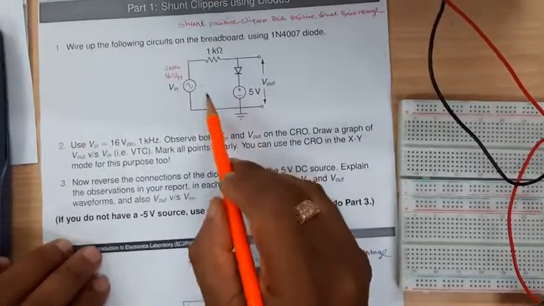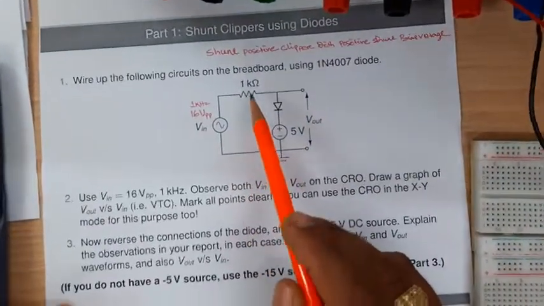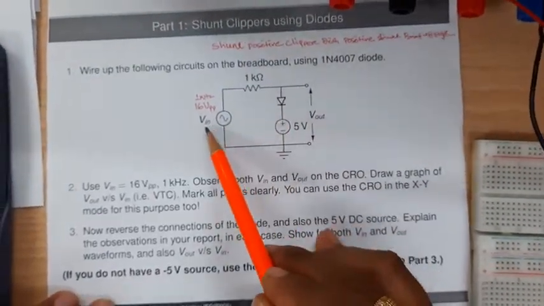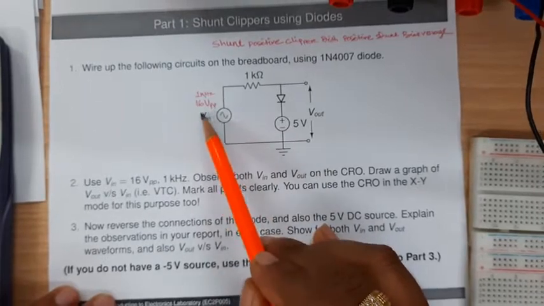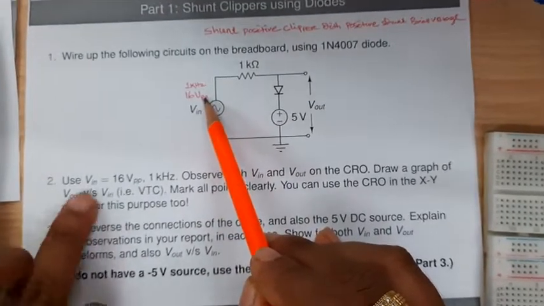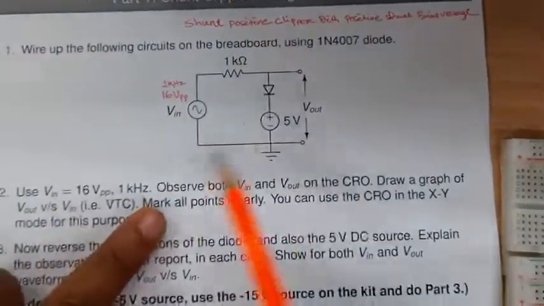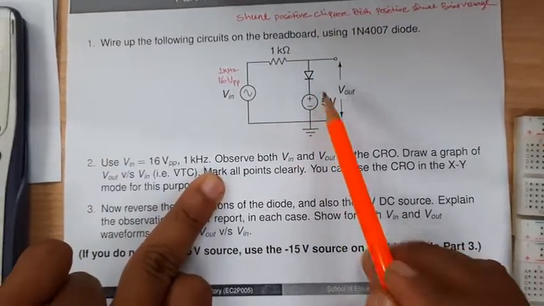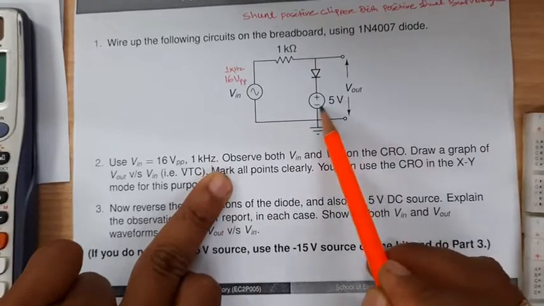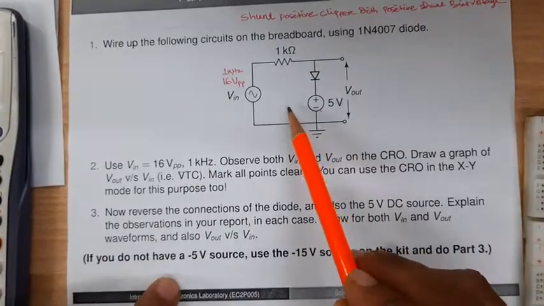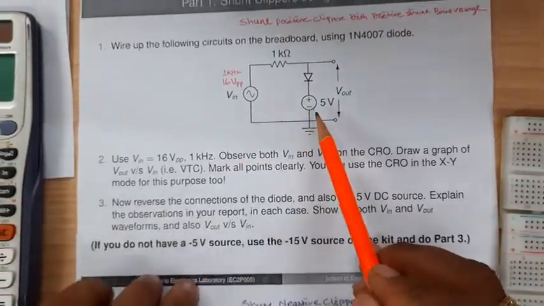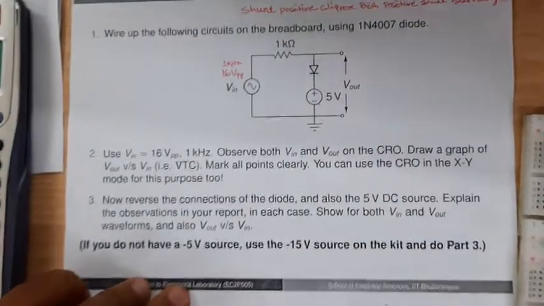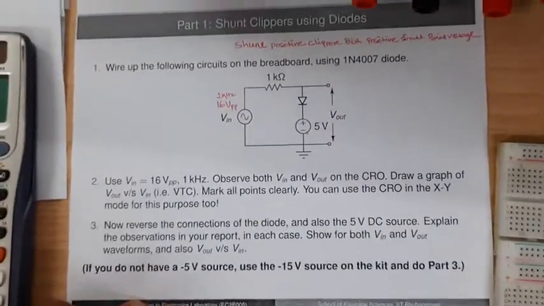This is my circuit diagram as per the manual. Here the V in AC voltage is 16 volt peak to peak, 1 kilohertz, as per the instruction. This is a 1 kilo ohm resistor, this is my diode, and this is your 5 volt DC source. This is the circuit diagram for the shunt positive clipper with positive shunt bias voltage. And this is the practical circuit.